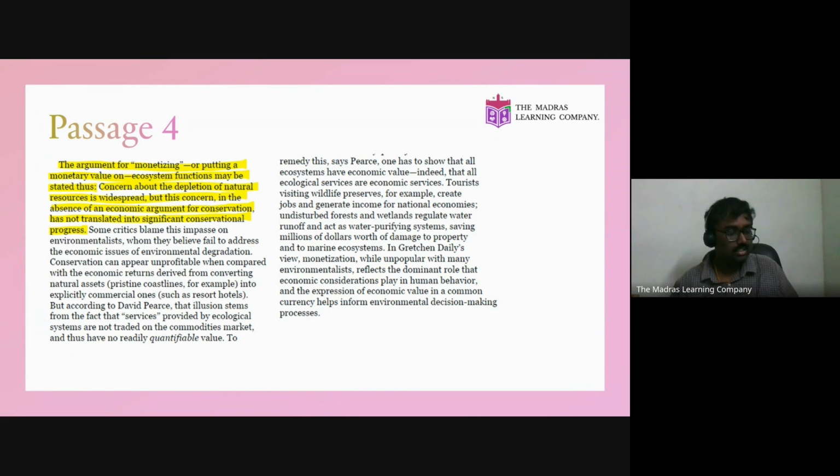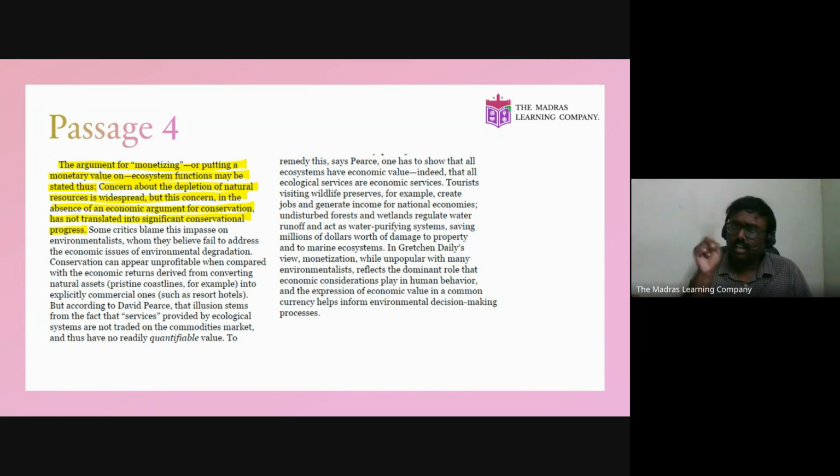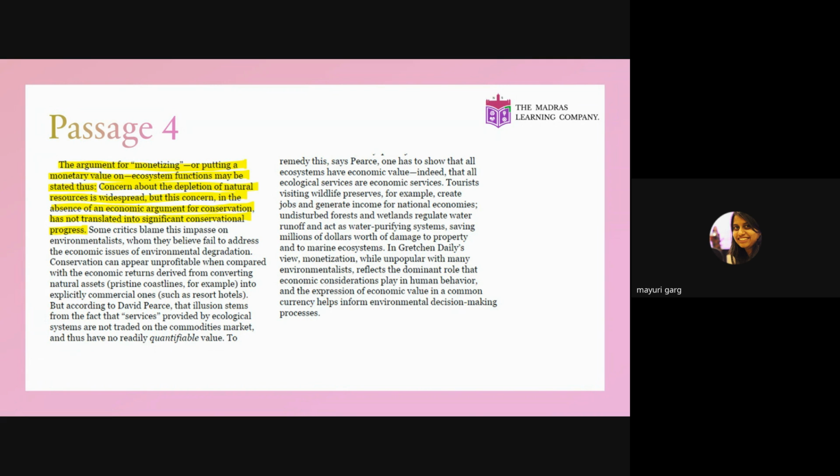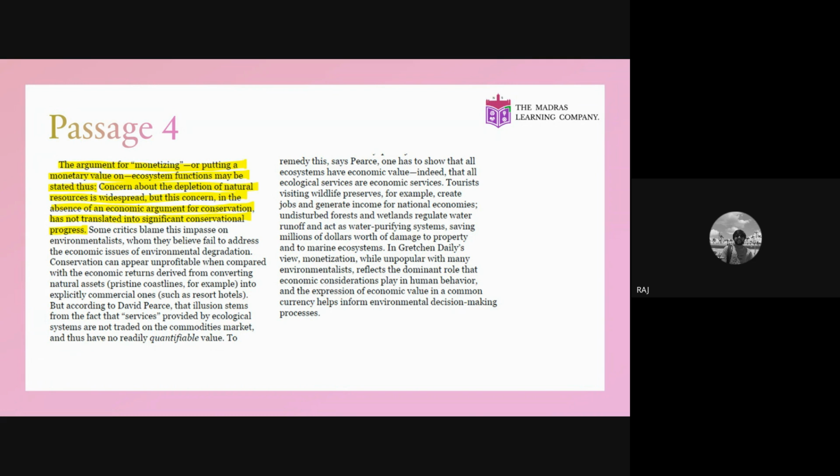What is this sentence trying to tell you? What did you understand from the sentence? That they're trying to put a monetary value on conserving economic resources. Are they trying to put a monetary value, or is the sentence telling you that they're not putting a monetary value? It's kind of an argument that they should put it or not. Super, great. Did you read any other sentence, Raj? Yes, I read this: that illusion stems from the fact that services provided by ecological systems are not traded on the commodities market and thus have no readily quantifiable value.